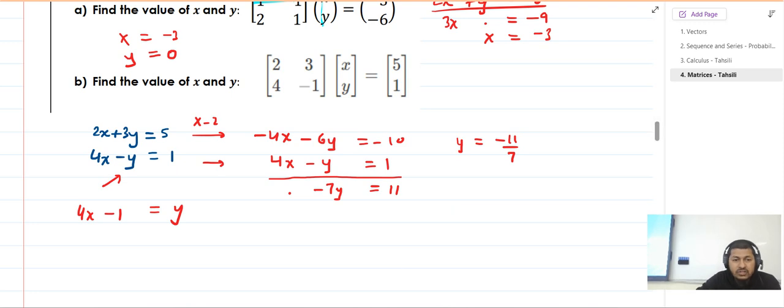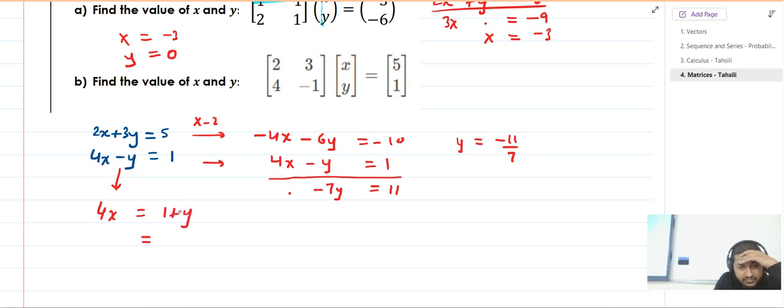We solve for y, we need to solve for x. To solve for x, it will be easier to just solve for x here. 4x is equal to 1 plus y. So 4x is equal to 1. What is y? Minus 11 over 7.